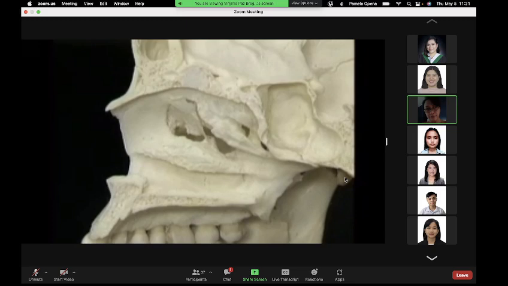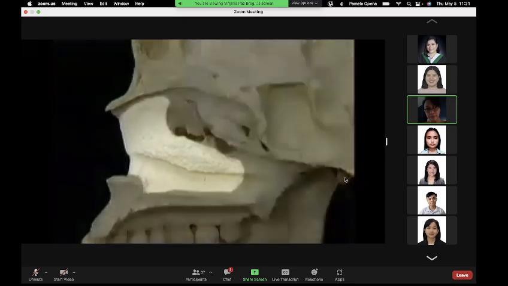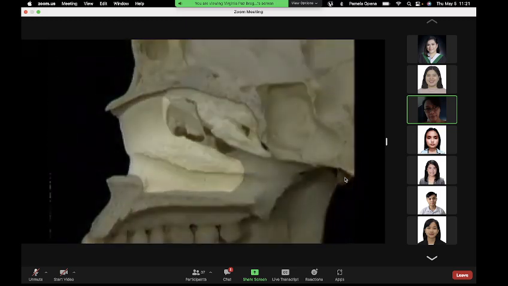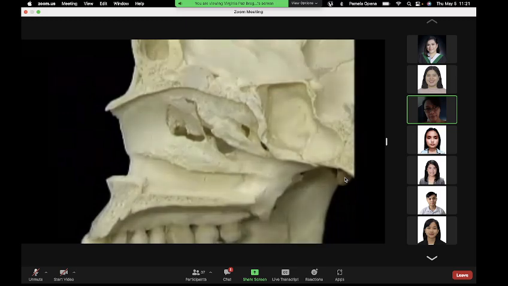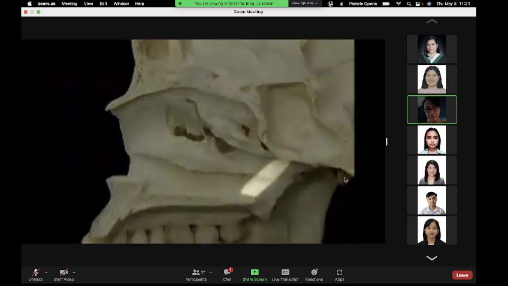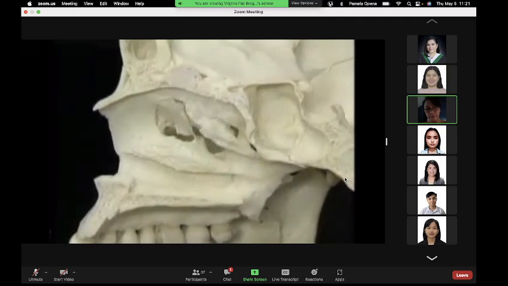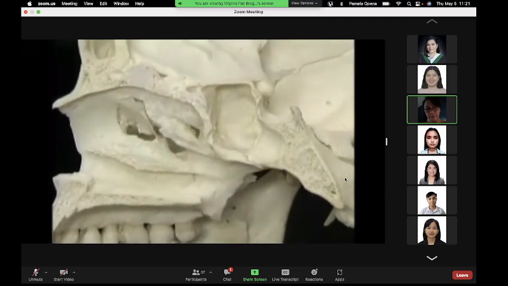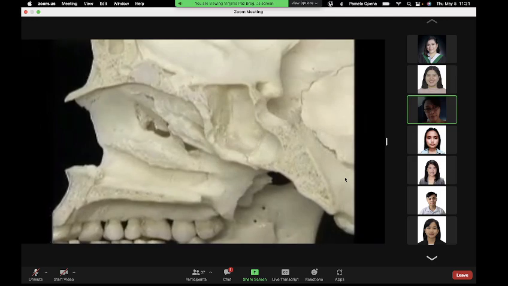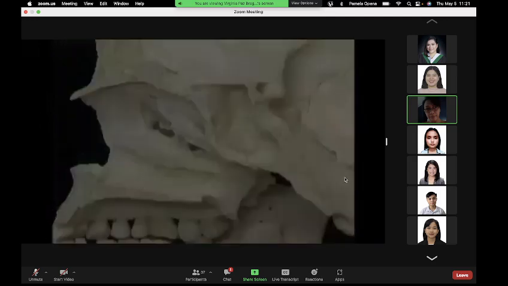The lateral wall of the nasal cavity is formed partly by the maxilla, partly by the ethmoid bone, and partly by the perpendicular part of the palatine bone. Further back, where the nasal cavity becomes the nasopharynx, the lateral wall is formed by the medial pterygoid plate.